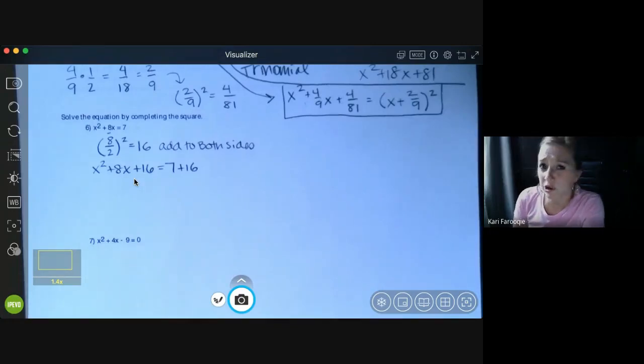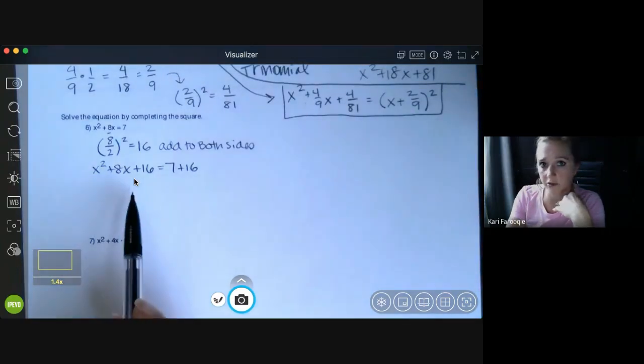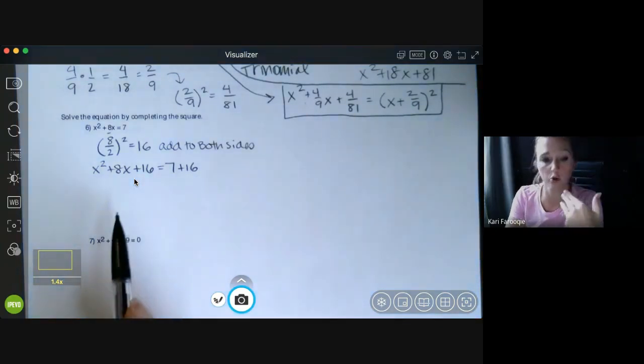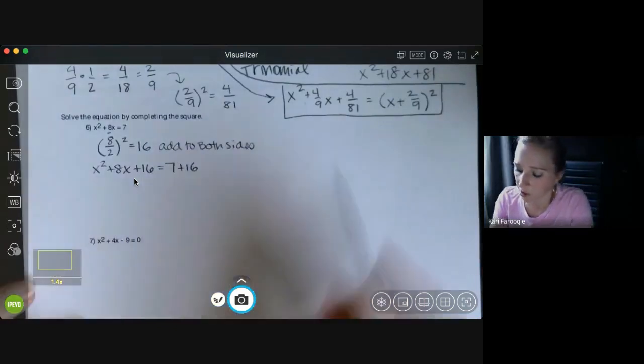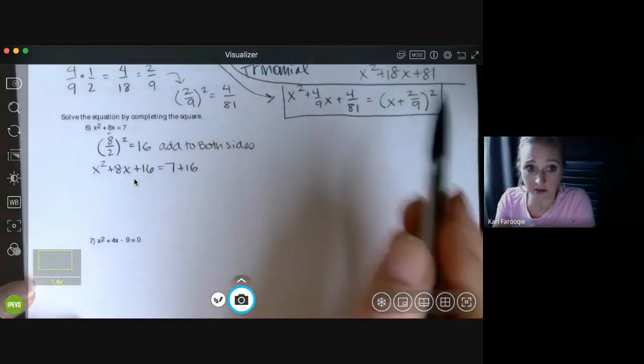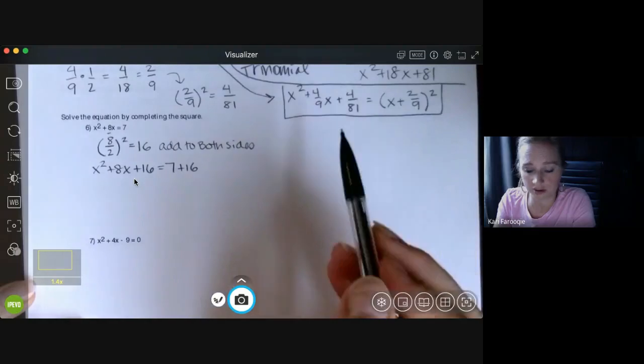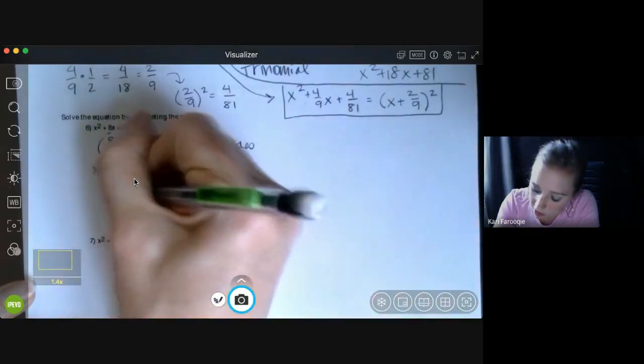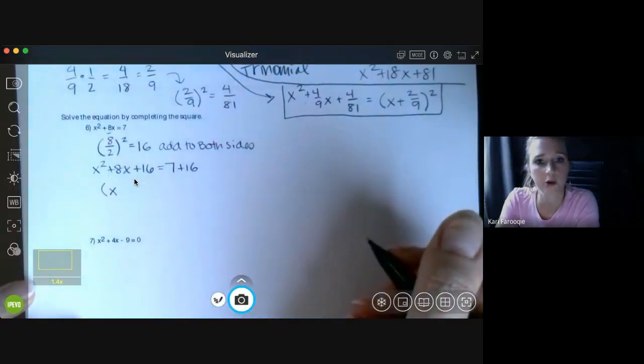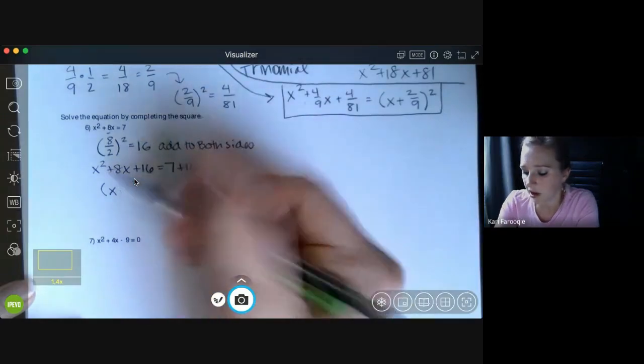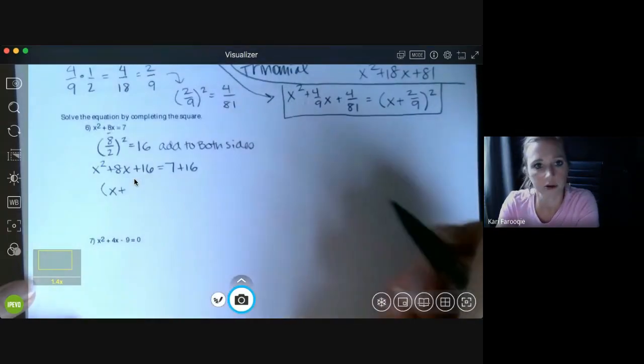Now we're so close already to having this in the form that we need to use the square root property. In order to do that, I need to make this expression on the left a perfect square trinomial, or a quantity being squared. So I'm going to factor this using the same steps that we did in these two preceding problems. I'm going to take the variable to the first power. I'm going to use the sign that follows my variable.